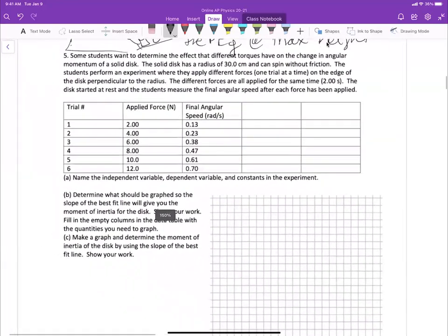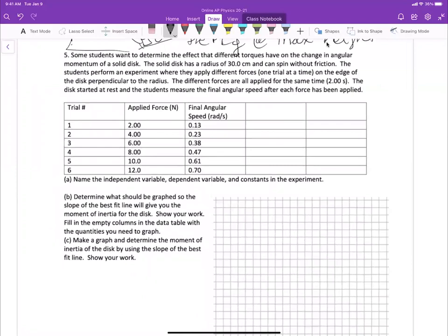All right, we haven't done this in class yet, but I'll go ahead and do it. This is actually the same as our lab. Some students want to determine the effect that different torques have on the change in angular momentum. So let's look at that equation. If I put a torque on an object for some time, I'm going to change the angular momentum. And we also know that the sum of all the torques is equal to I alpha.